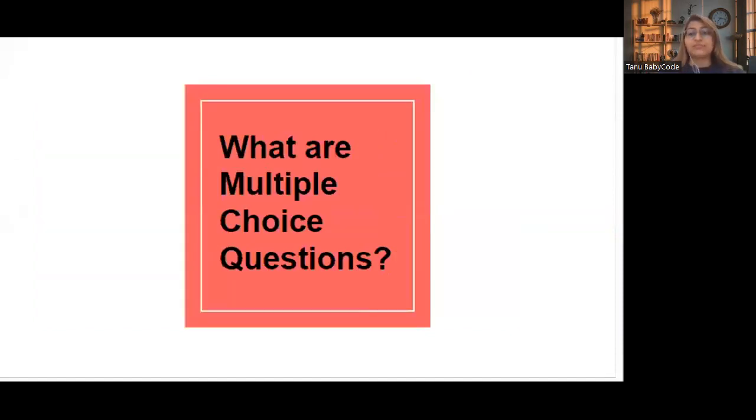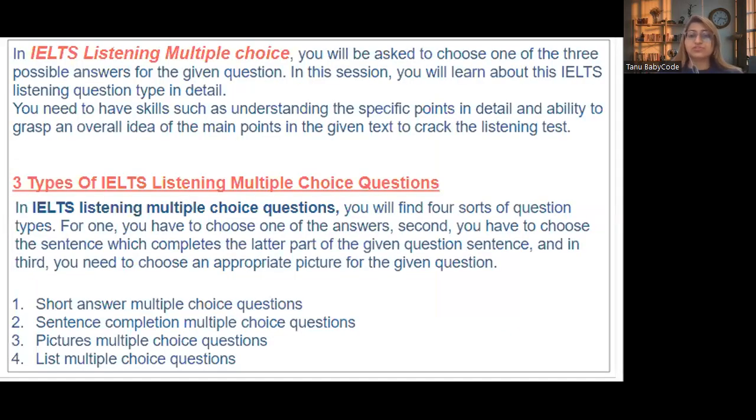So, what are multiple choice questions? Multiple choice questions are those questions where you will be asked to choose one of three possible answers to the given question. We will look at this type in detail. Here you need skills like understanding specific points in detail and the ability to grasp the overall idea of the main points.